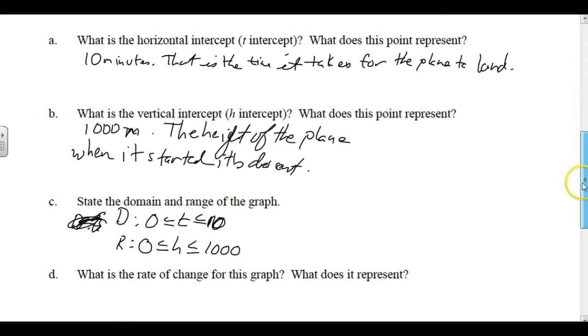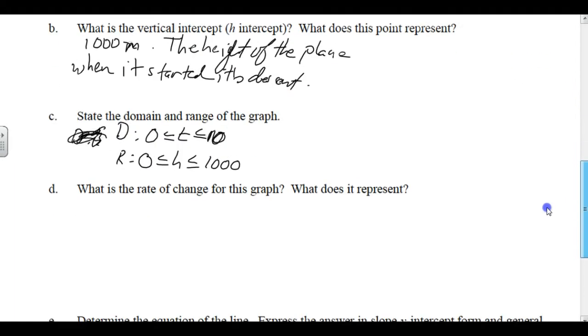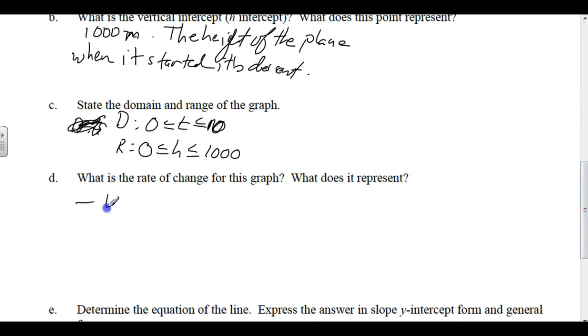What is the rate of change for the graph? So remember that's change in y value. We can see that this is minus 100 in 1 minute. So it's 100 meters per minute descending, right? So minus 100 meters per minute. And that represents the rate of descent.